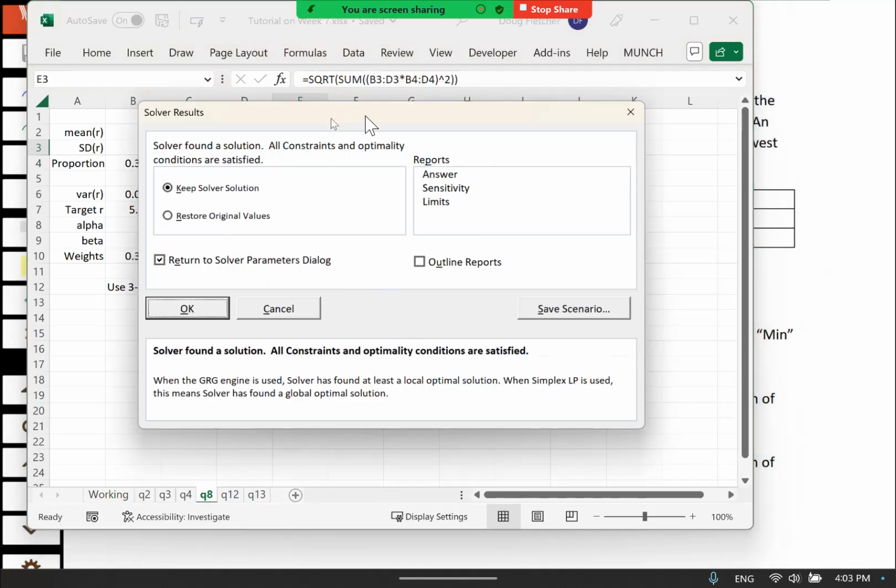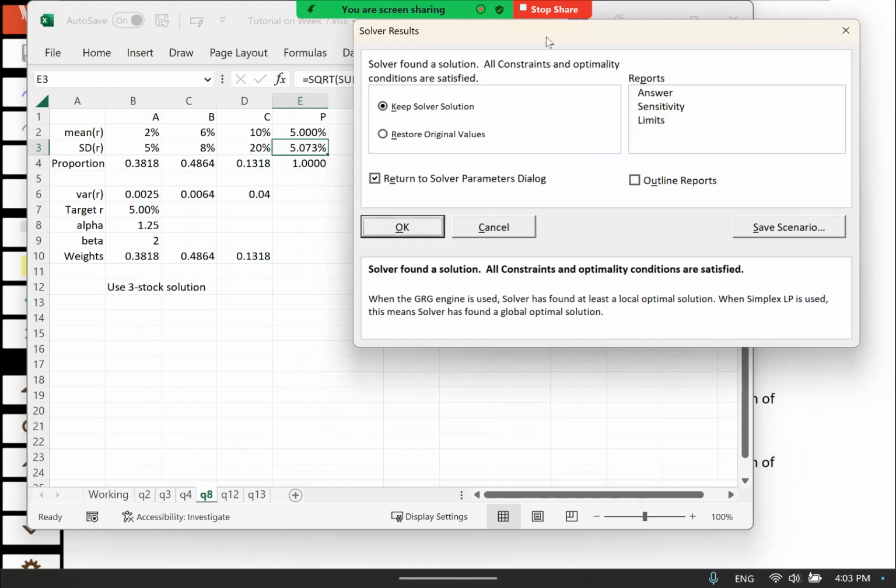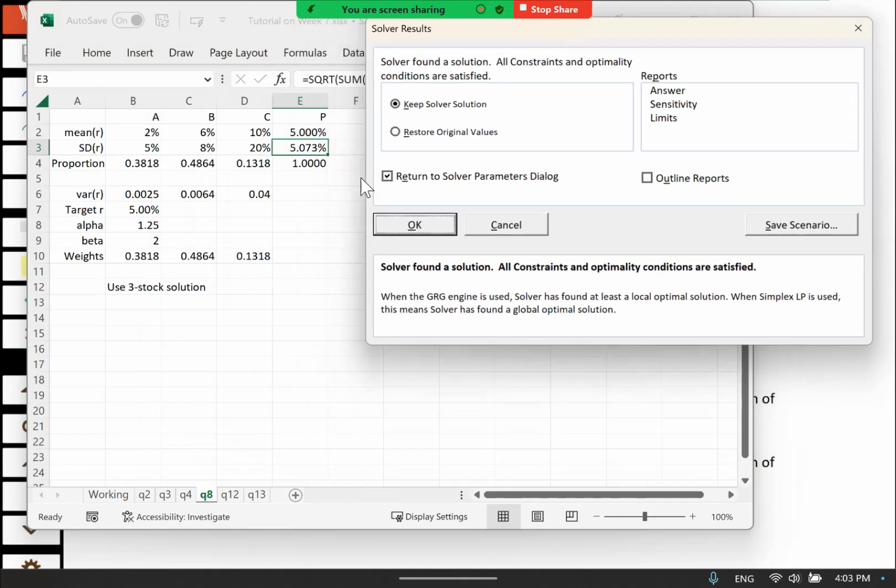Now it says it's found a solution, and if we can move this out of the way and see what we've got. And these are in fact the same proportions that we just calculated. So 0.3818, 0.4864, and 0.1318. If you haven't already done so, check this box here to return to the parameters dialog. It just makes it a bit more convenient working this through.